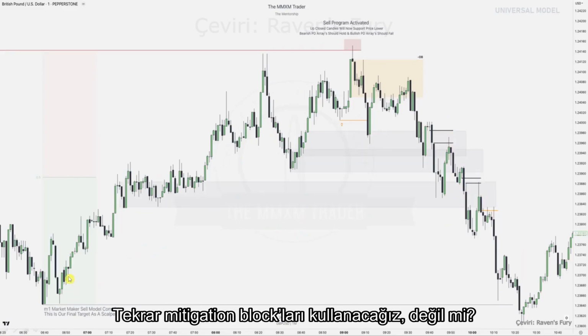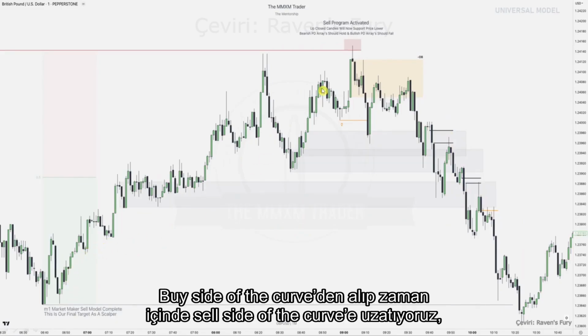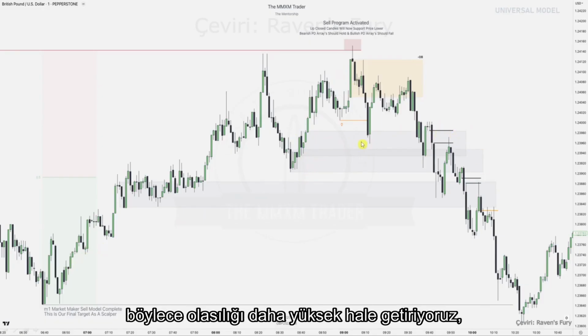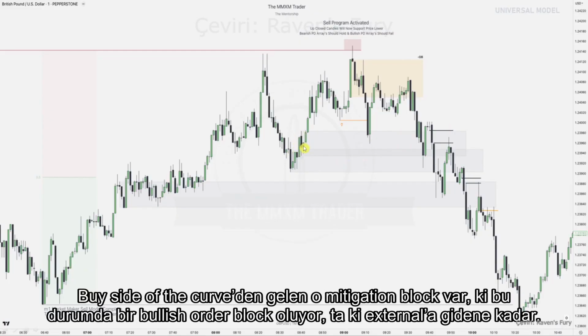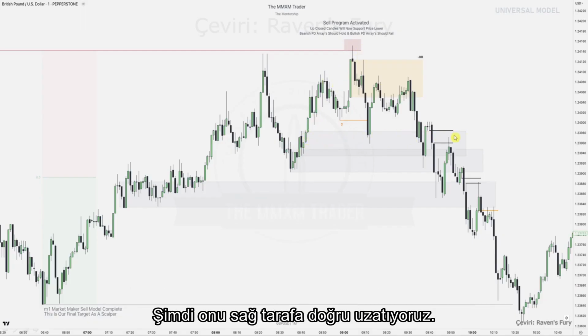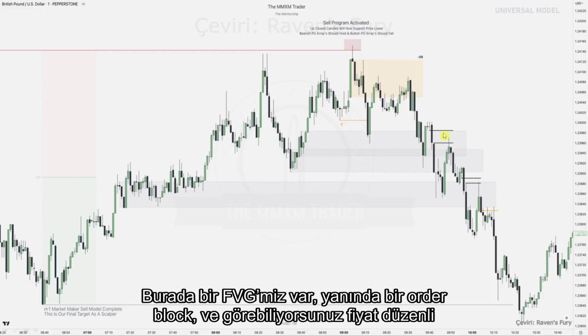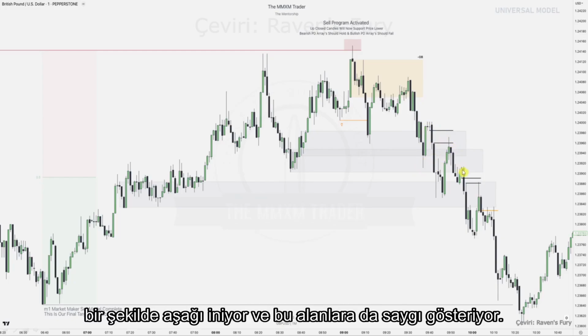We're going to once again use those mitigation blocks from the buy side of the curve, extend them out in time to the sell side of the curve, making it higher probability, right? We want to see those fresh PD arrays form on those mitigation blocks from the other side of the curve, which happens over here, right? We've got that mitigation block from the buy side of the curve, which would be a bullish order block in this occasion until we go into external. Now we extend it out in time to the right. We've got that fair value gap here with that order block, and you can see price is neatly going down and respecting those areas too.